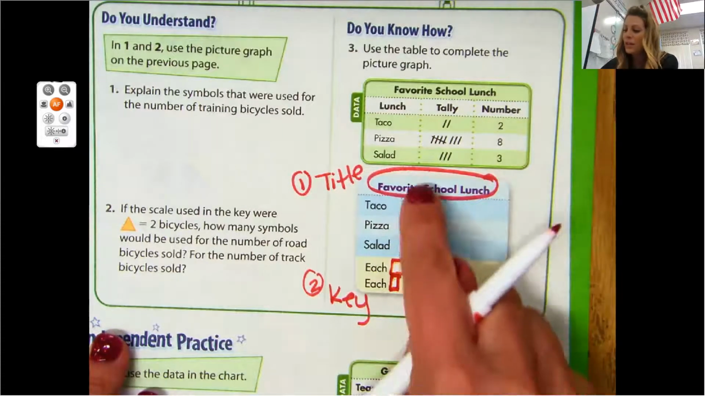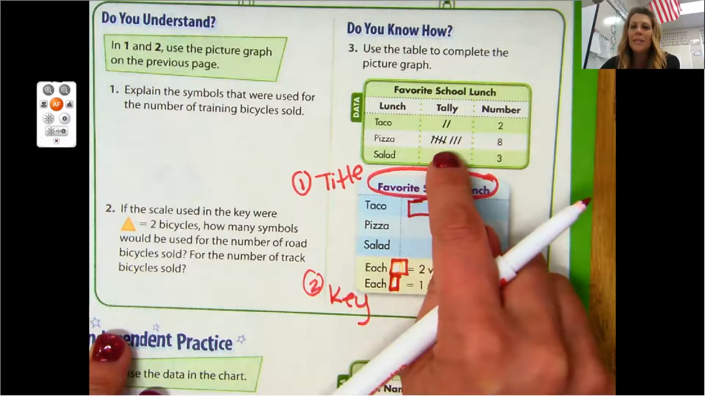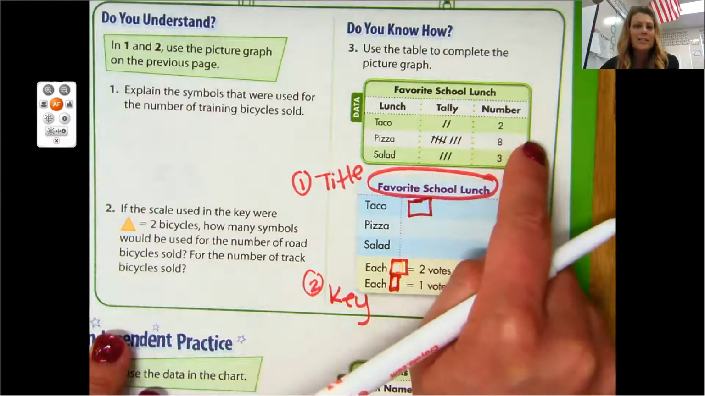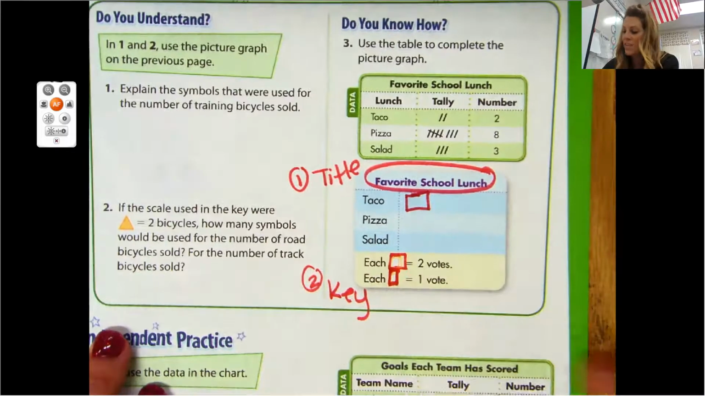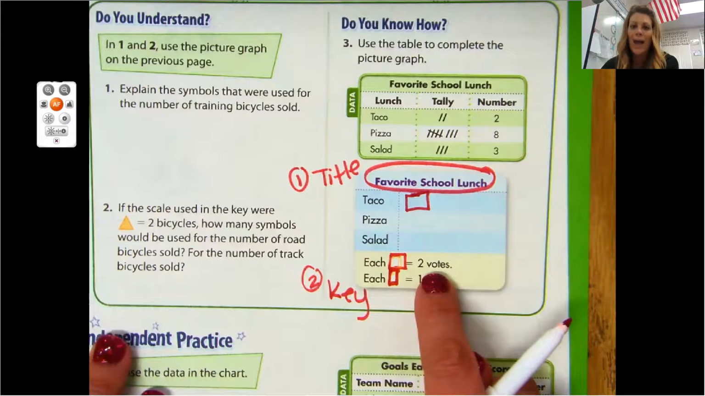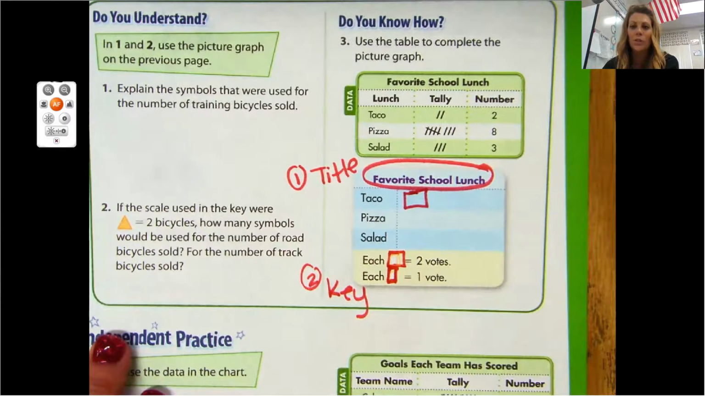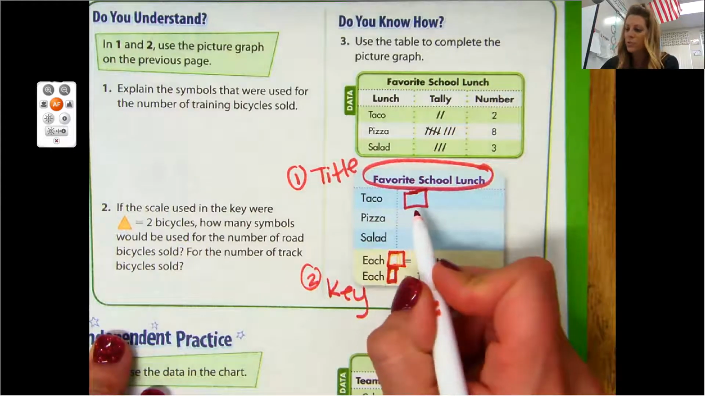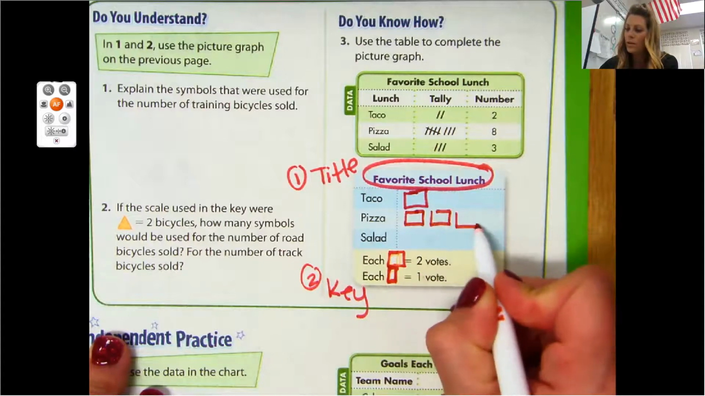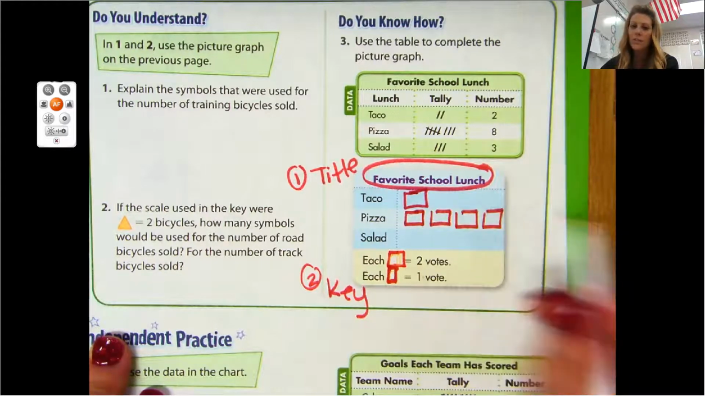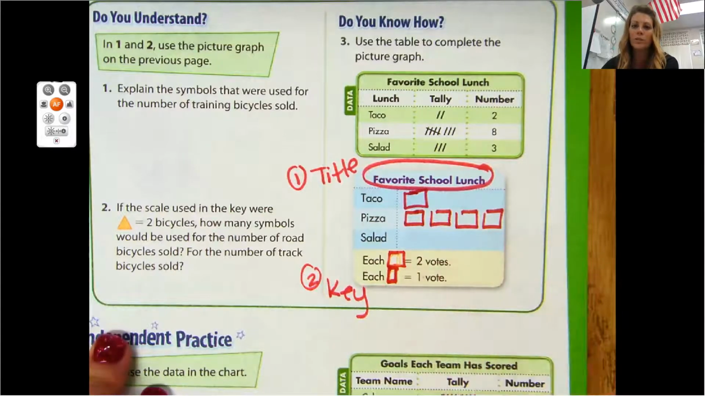Okay, then let's look at the pizza. The pizza has 8. That does not mean we are drawing 8 boxes. If each box equals 2, how many boxes are we going to make to represent the 8 pizzas? I want you to go ahead and draw that one. So if we're counting by 2s, we could say 2, 4, 6, 8. You should have 4 squares here.